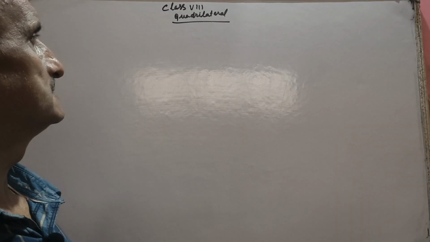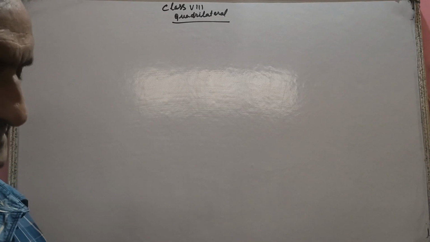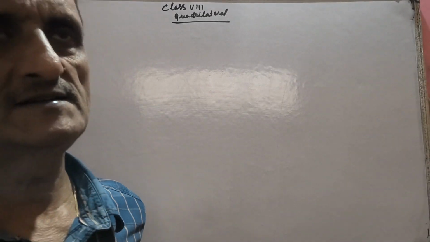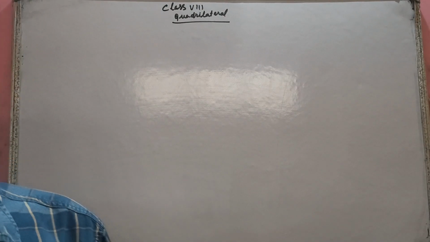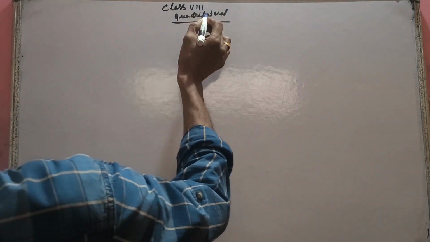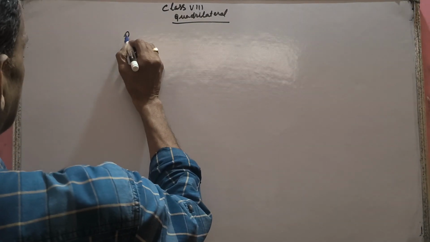The chapter is quadrilateral. It might be chapter 4 in your book. This is very important. It is the first chapter of geometry, very interesting and very important. It will help you to understand the base of the quadrilateral. So before starting with the topic quadrilateral, you need to know about polygon.